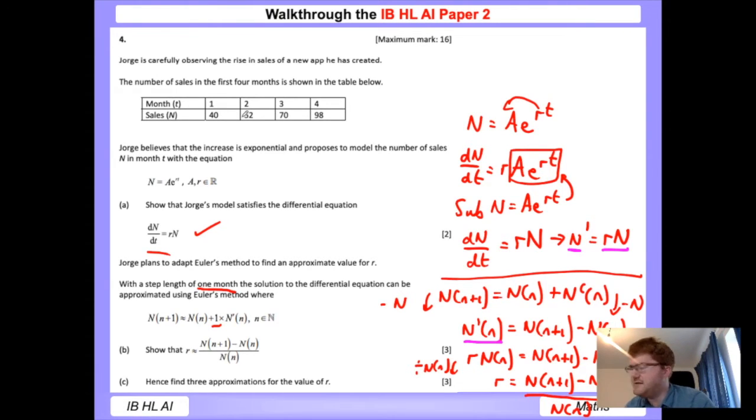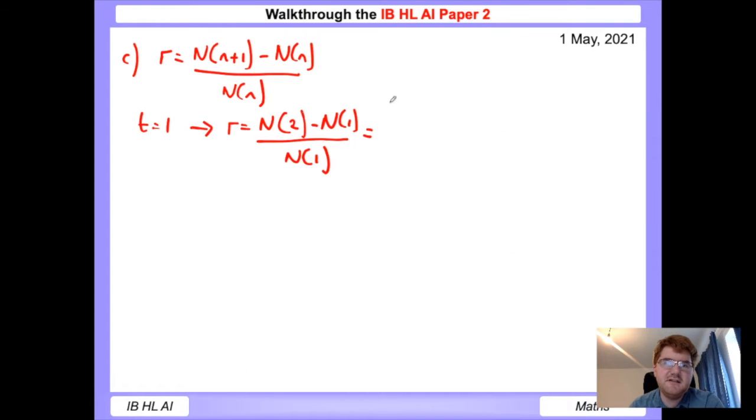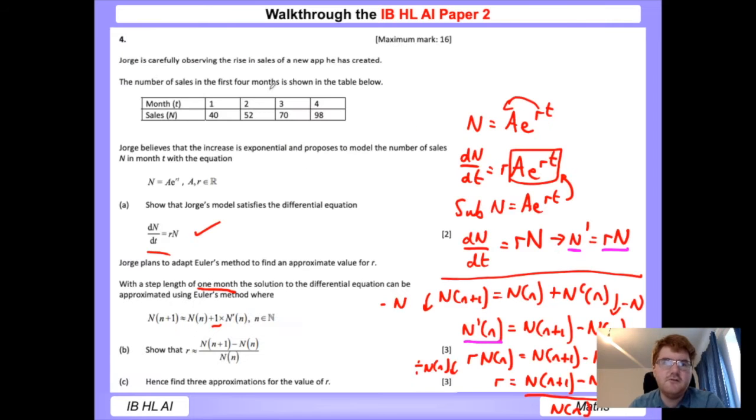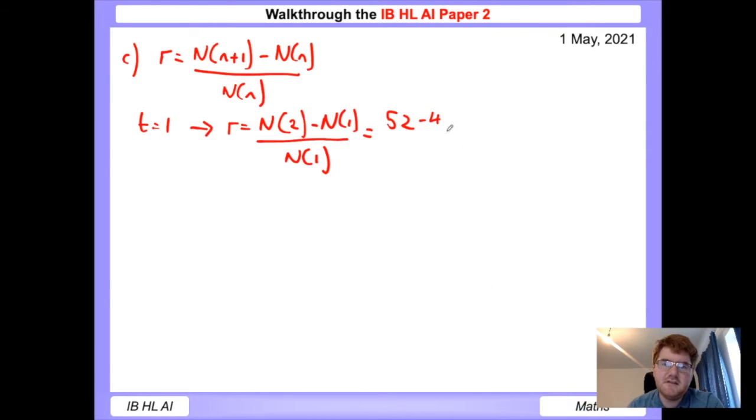So if we do that, the first one, well, n2 is equal to 52. I'm just reading these values from the table. n1 is equal to this. So you get 52 minus 40 divided by 40. Again, and we're going to work this out.